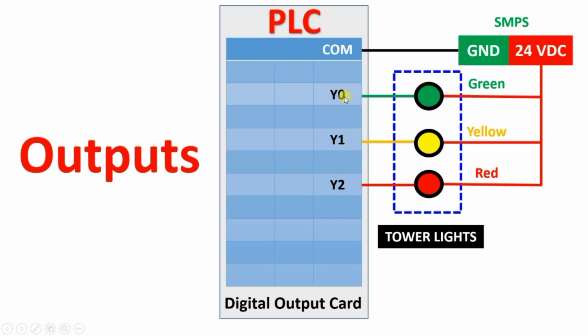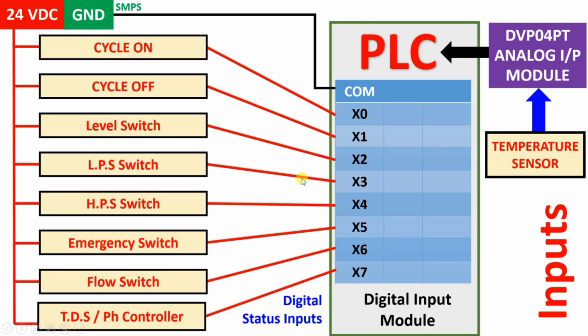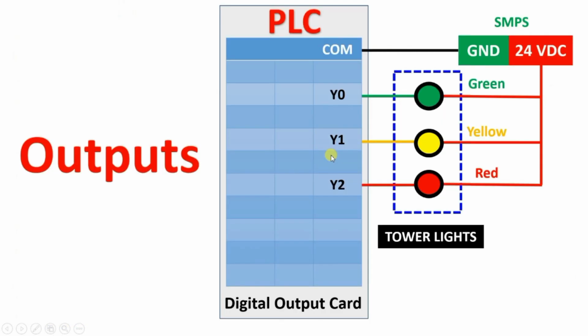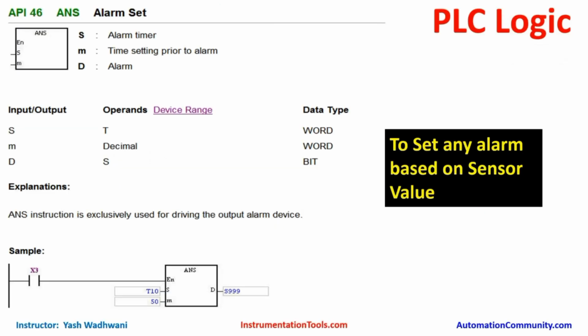Here, output Y0 will be connected to the green light, output Y1 will be connected to the yellow light, and output Y2 will be connected to the red light. So, we will remember these addresses while doing the programming. Now we will see what logic is used in this project.